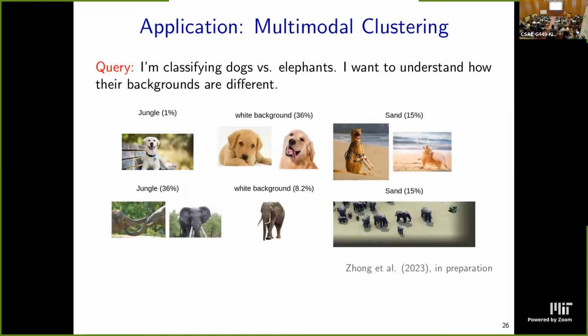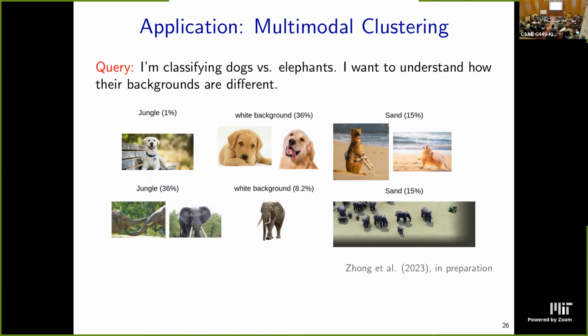Just to give an example, maybe this gets a little bit at disjunctions. We can do clustering. You can also make this multimodal. So we could say, okay, I have dogs and elephants. I want to understand how their backgrounds are different. So please come up with clusters such that the base rates of dogs and elephants in these clusters are different. And so then you kind of get that dogs are more likely to have white backgrounds, elephants are more likely to be in the jungle.